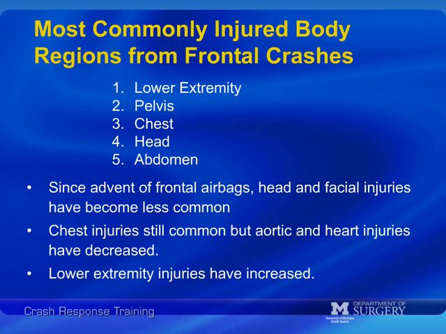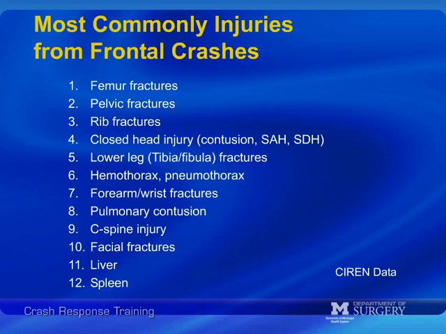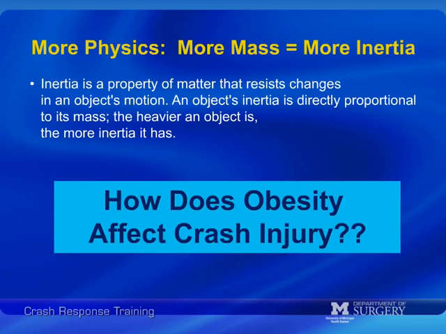However, what we've noticed is an increase in lower extremity injuries. The most specific anatomic injuries that result from frontal crashes are femur fractures, pelvic fractures, rib fractures, followed by closed head injury, lower leg or tibia and fibula fractures, hemothorax and pneumothorax, forearm and wrist fractures, pulmonary contusions, C-spine injuries, facial fractures, liver, and splenic injuries. The last case that I showed, I think, also illustrates another physical principle.